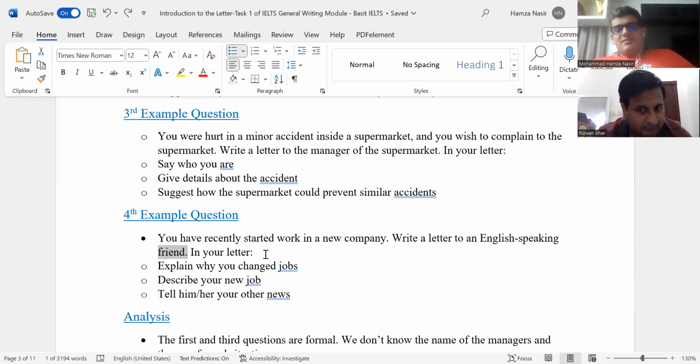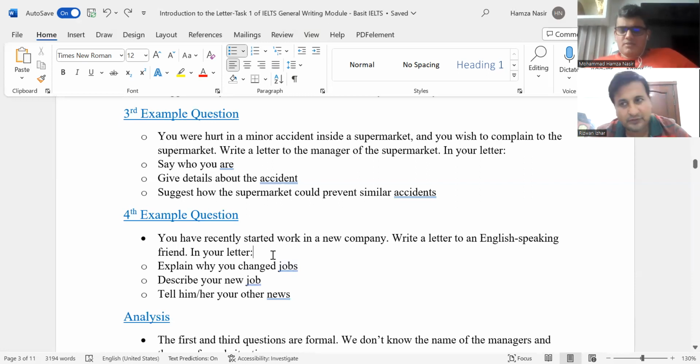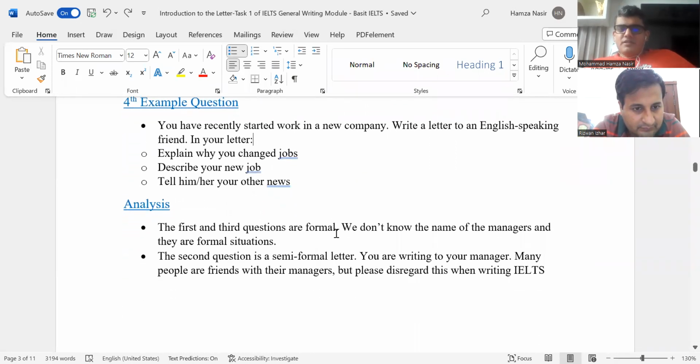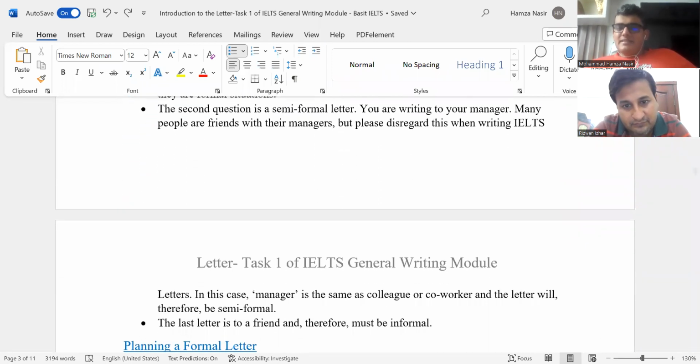Okay, so since you're writing it to a friend and you're talking about job and other things, other things which would be asked, how is he doing, how is his family, what are his plans for vacation, blah blah blah. Therefore, this comes in the category of informal letter. Okay. जैसे हमने कहा, the first and third questions are formal. We don't know the name of the managers and they are formal situations. The second question was a semi-formal letter because you are writing to your manager. Many people are friends with the managers, but please disregard this. Please ignore this when you're writing IELTS letters. In this case, manager is the same as colleague or co-worker, and the letter will therefore be semi-formal. याद रखें, दोस्त एक होता है आपका personal acquaintance.